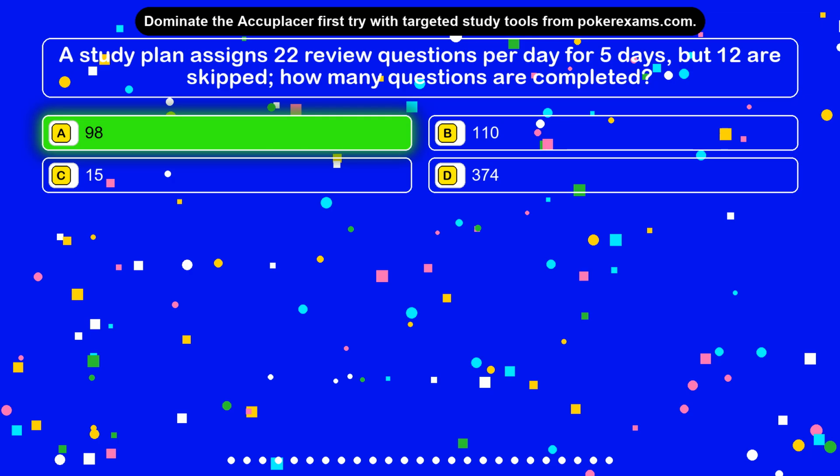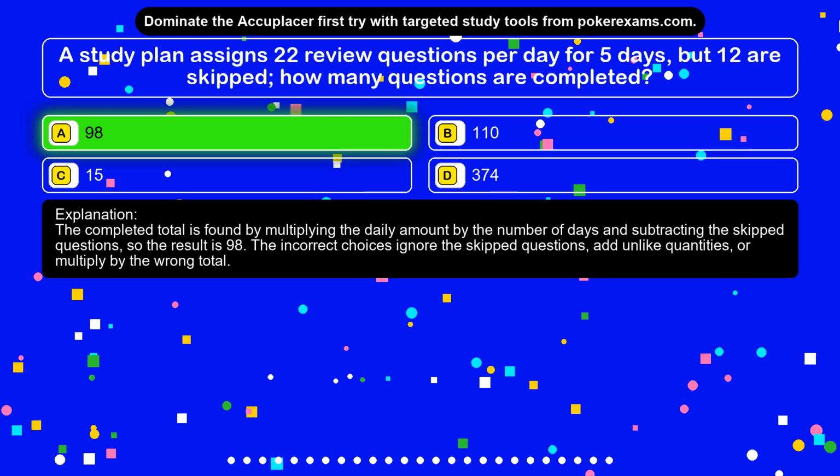The correct answer is option A, 98. The completed total is found by multiplying the daily amount by the number of days and subtracting the skipped questions, so the result is 98. The incorrect choices ignore the skipped questions, add unlike quantities, or multiply by the wrong total.